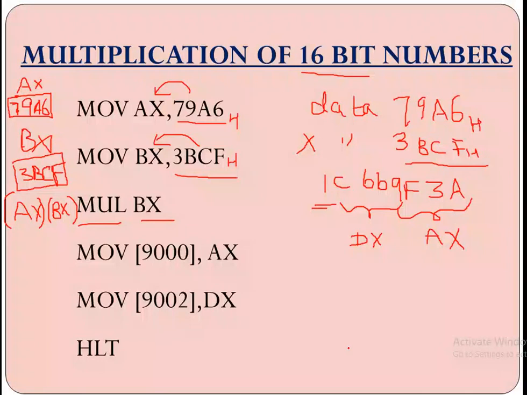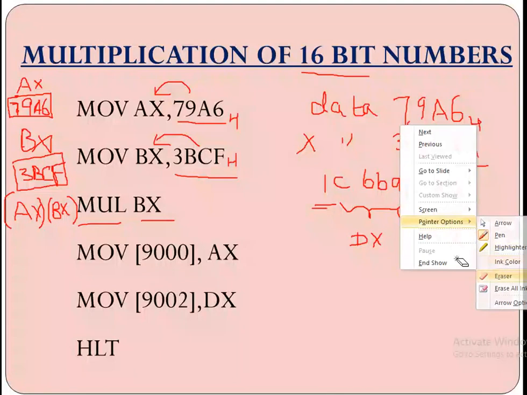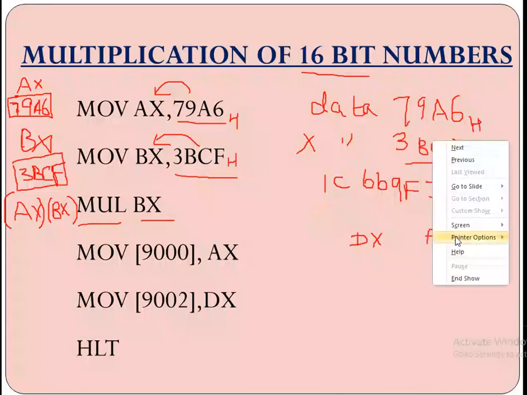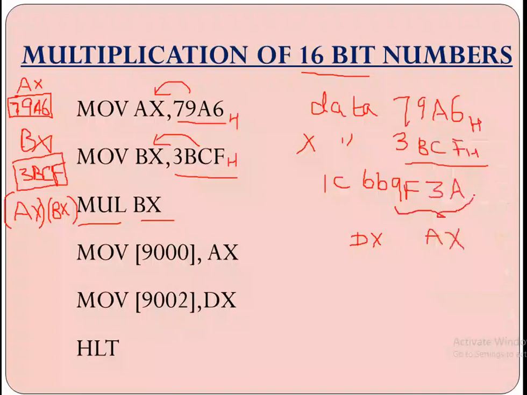Now what about this 1? Where will this 1 be stored? I've written the answer wrong. So there is no carry at all. The four digits are 9F3A, and the other four digits are 1C6B. Now it's fine.